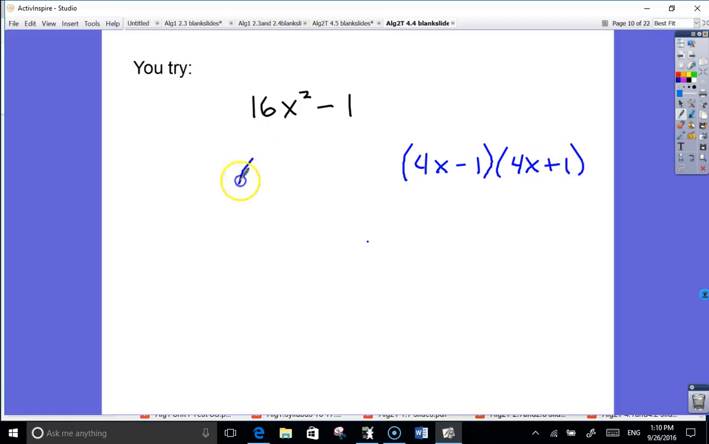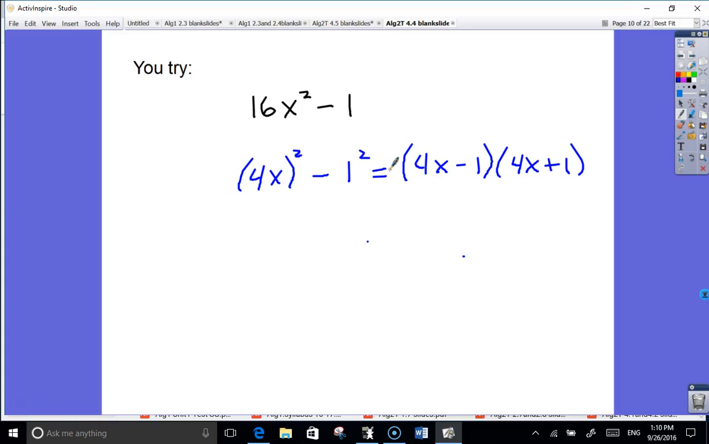Remember, this could have been rewritten like 4x in parentheses squared. And then what number squared equals 1? 1 squared. There you go. So it does fit the pattern. It's something squared minus something squared, and you just roll it out. But you got to recognize your perfect squares. You got to know what they are.